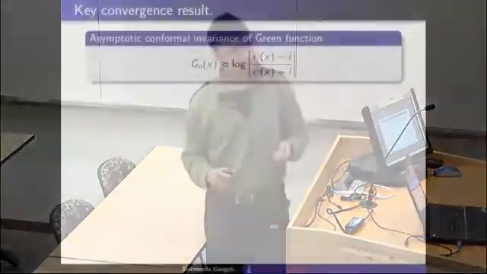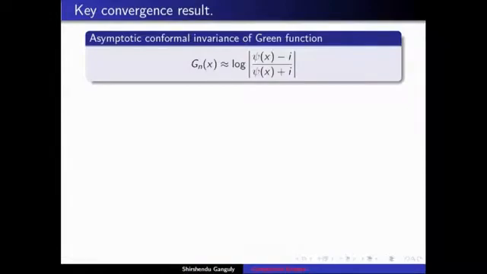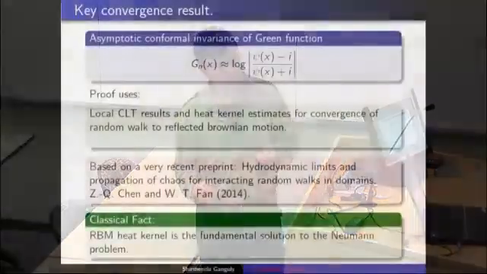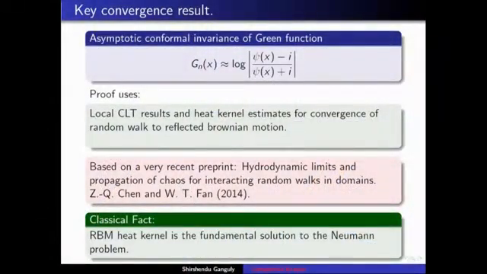Okay, so like I said, you have to show something like this is true: that roughly Gn, if n is large enough, looks like this function.